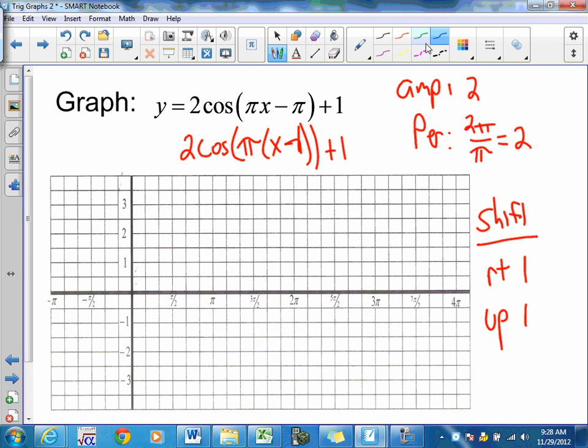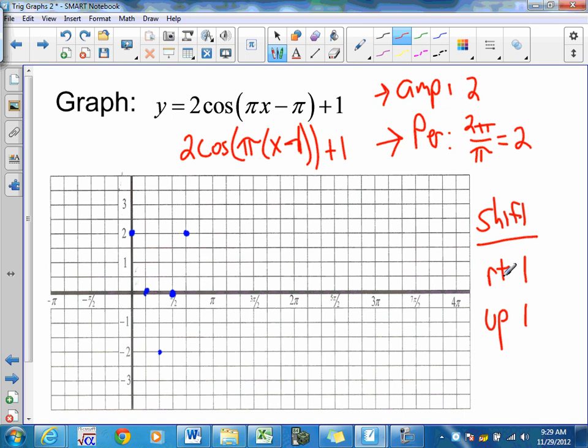So let's first do our amplitude and period for cosine. Starts at 2, ends at 2, each about a half. 1, 1.5, 2 is there. In the middle, I'm at negative 2. In the middle, I'm there. So there are my dots for my amplitude and my period.